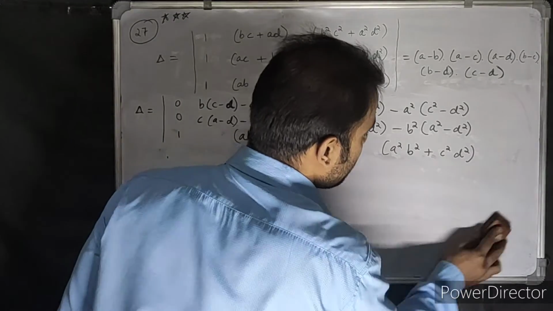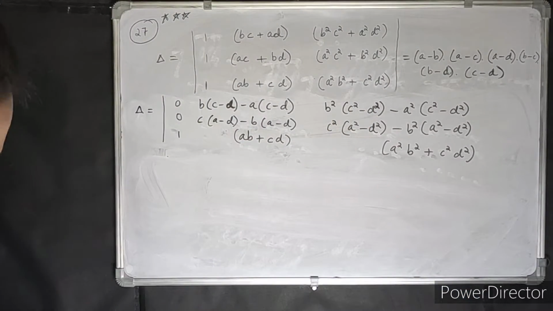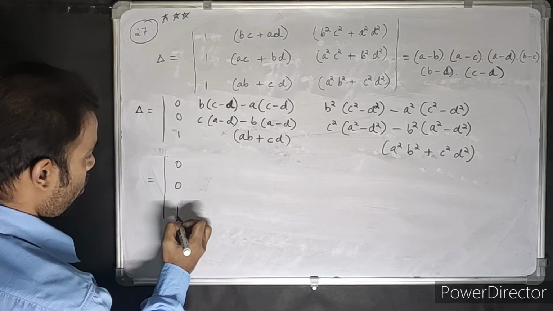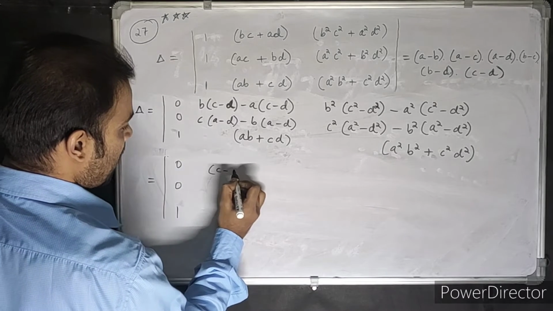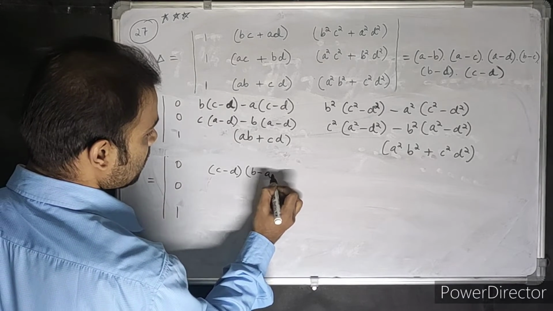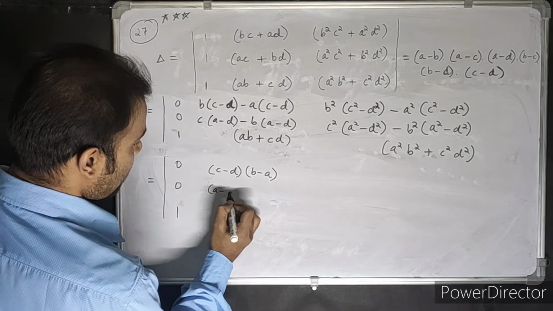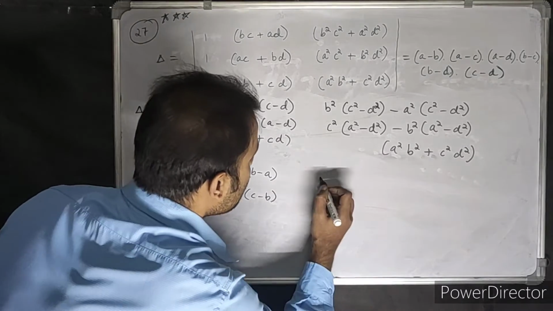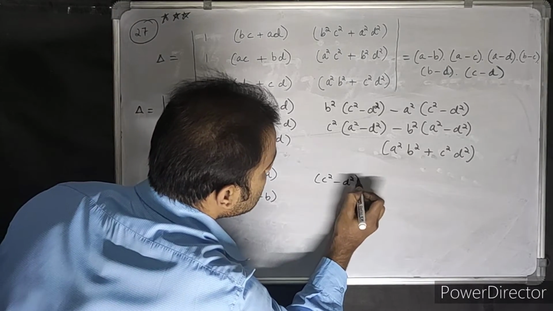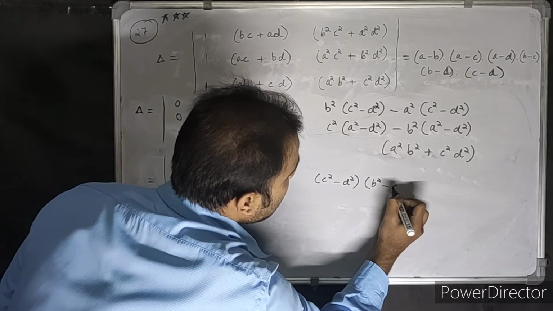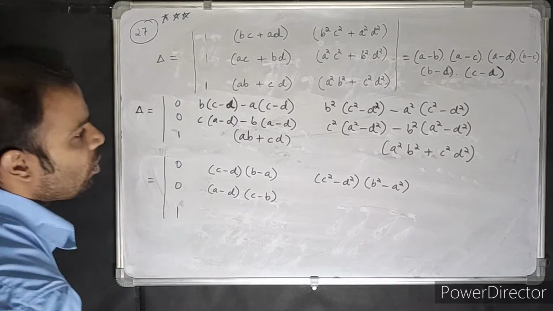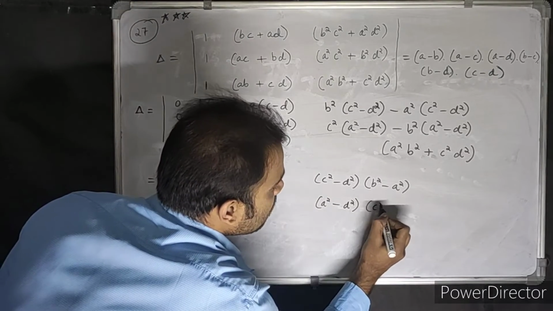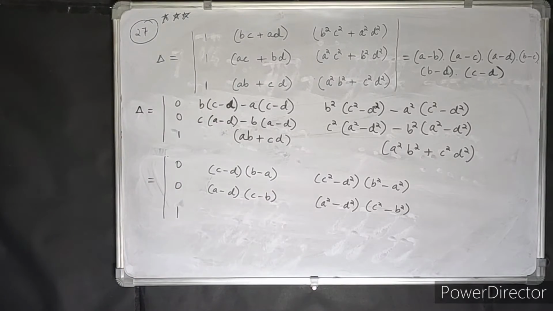From here, what do you have to do? Take out the common in the second column and the third column. Take out the common things and just write it. The next step is 0, 0, 1. Over here, what is it? C minus D, and this is B minus A. Over here, it is A minus D and C minus B. Over here, what are you going to get? You're going to get C square minus D square and B square minus A square. Okay. Over here we are getting A square minus D square and C square minus B square.